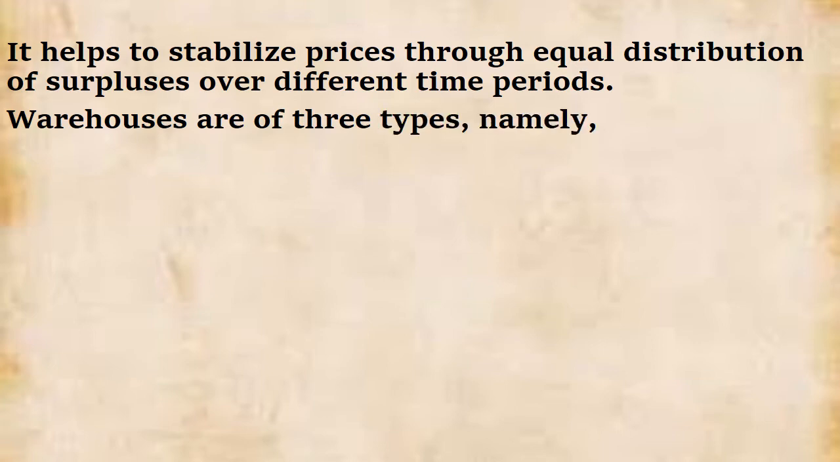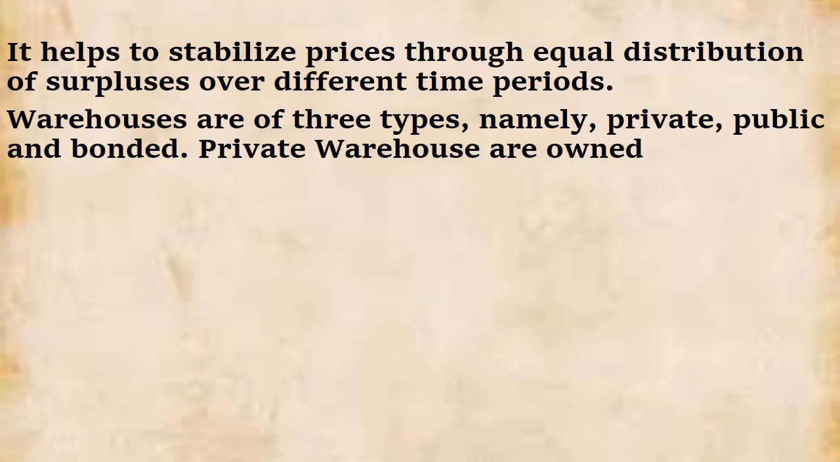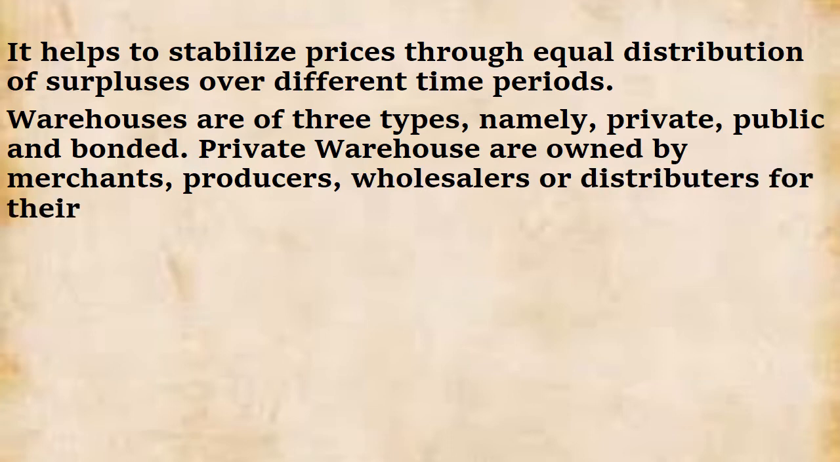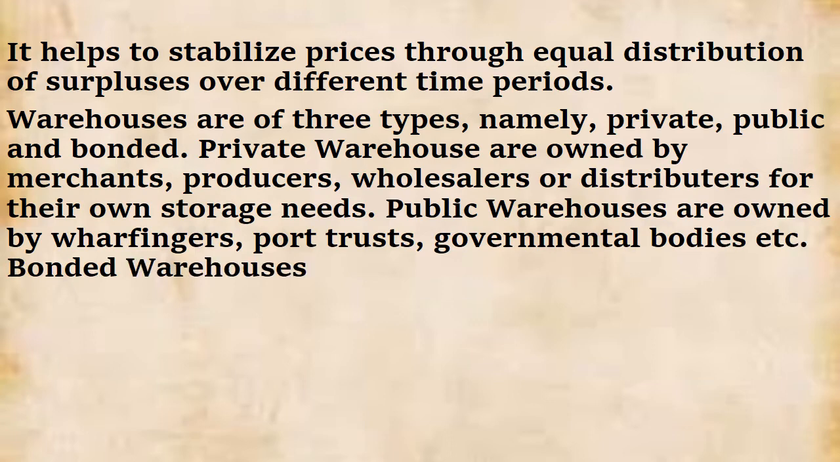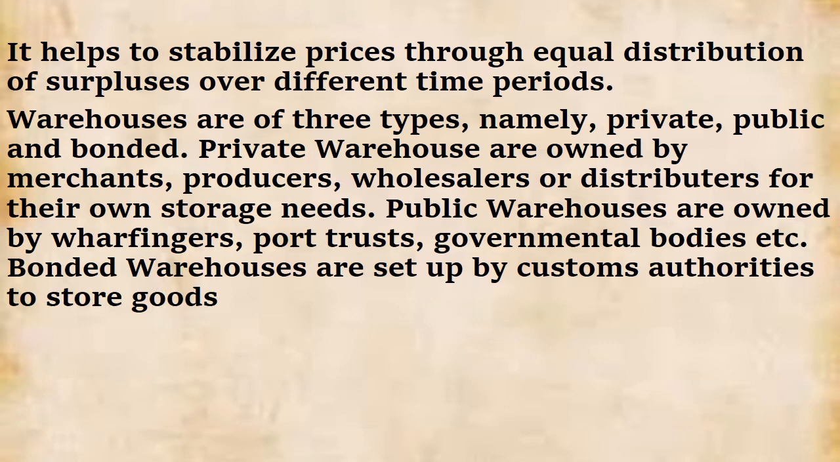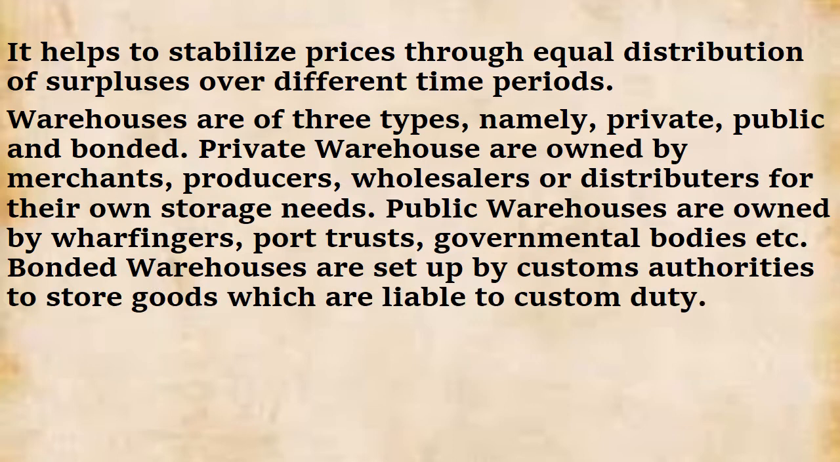Warehouses are of three types, namely private, public and bonded. Private warehouses are owned by merchants, producers, wholesalers or distributors for their own storage needs. Public warehouses are owned by wharfingers, port trust, governmental bodies, etc. Bonded warehouses are set up by custom authorities to store goods which are liable to custom duty. So here warehouses are of three types: private, public and bonded.